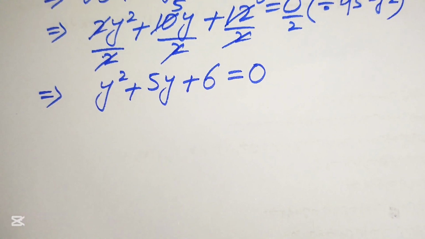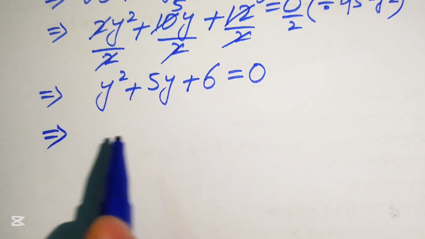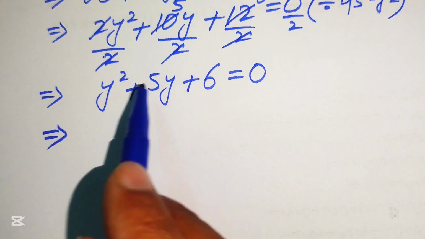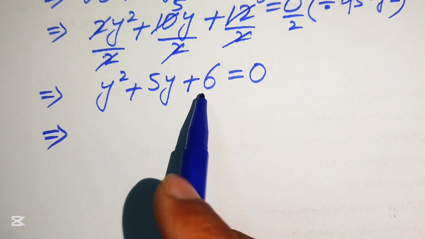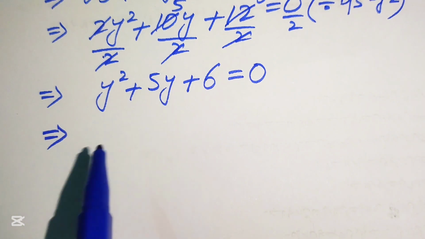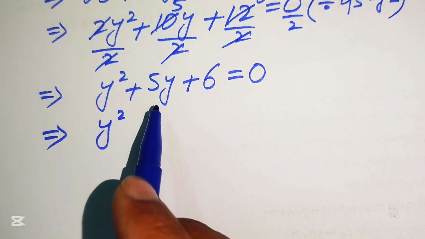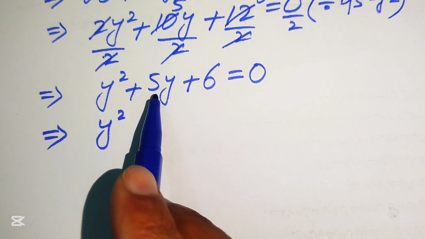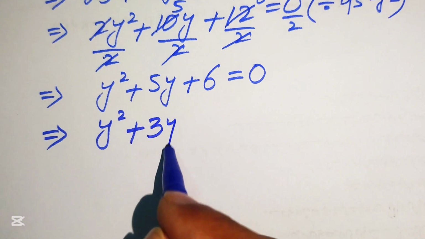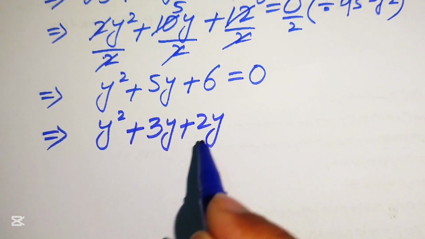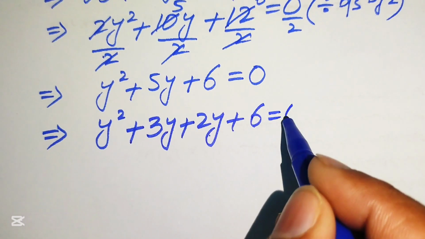So now here I can just make the factorization of this quadratic equation. You multiply this 6 by the coefficient of y square, and it becomes 6. So we need two numbers whose product is 6 and whose sum is 5. In other words, here we break the middle term. Our middle term is 5y, and we write it as 3y plus 2y. 3 plus 2 becomes 5y, and this is plus 6 equals to 0.